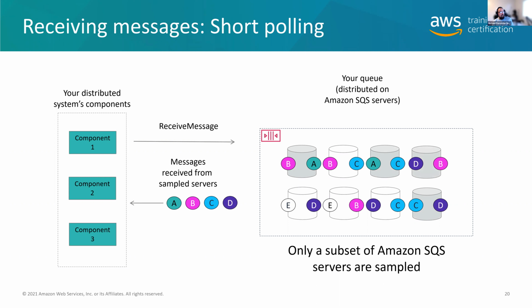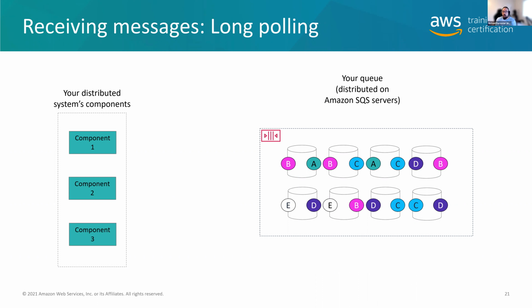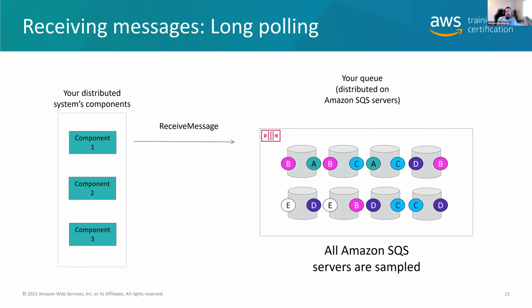Now, if you use short polling, because you only got a subset of messages, notice that you don't have E in there because we missed E, right? We'll have to ask again. Now, long polling is the preferred method. What it does is it says, let me ask all the servers. It's only slightly longer. It's not that much more time, right? But it reduces the number of empty and false responses.